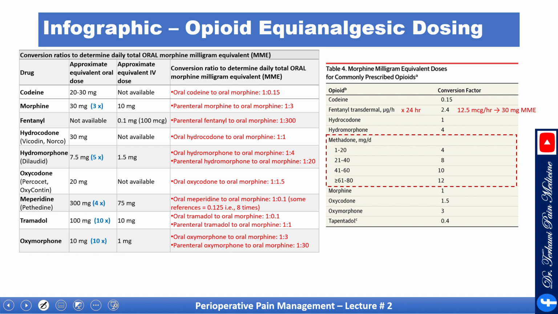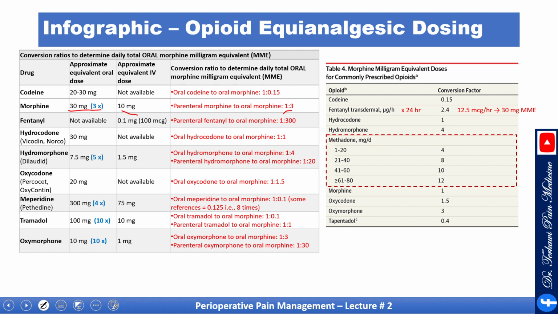So for example, codeine usually comes as 20 or 30 milligram. There is no IV form of codeine. So the oral codeine to oral morphine equivalent is 0.15. And then morphine, 30 milligram orally, is almost 10 milligram IV, which means you have to multiply by 3. So the IV is 3 times more potent than the oral morphine. Parenteral morphine to oral morphine is 1:3.